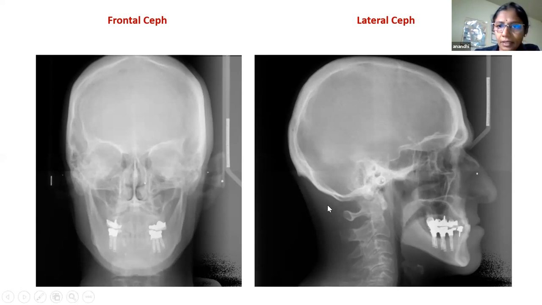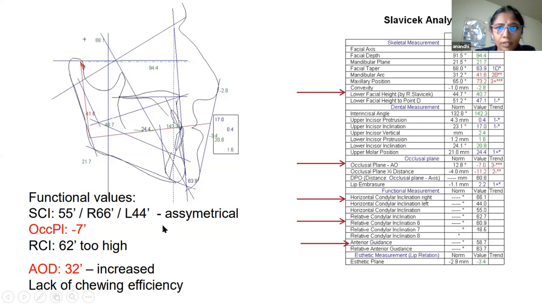Right? And then you can see on the lateral ceph, when we take it, it's basically a class three face, right? With a concave, kind of straight, but concave face, with the upper teeth inside and the lower teeth forward. And you can see how his occlusal plane is, compared to the axis-orbital plane, right? Like we talked about, this is the axis and this is the orbit. So from the axis-orbital plane to the occlusal plane, you can see it's more flat. So, and we do the tracings.